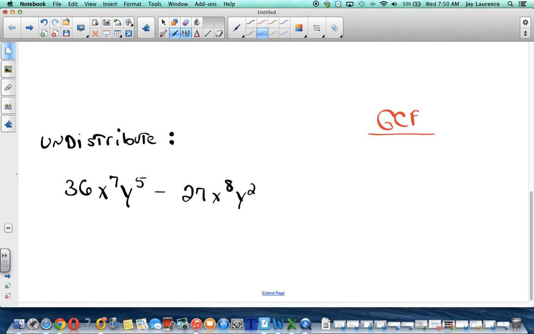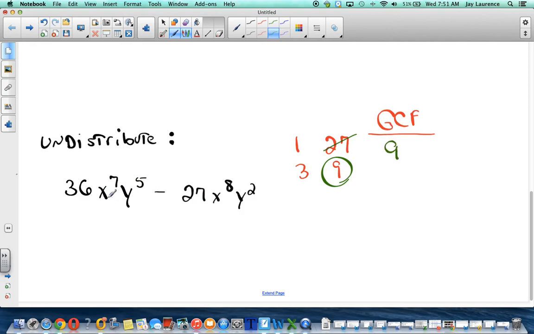Well, I need the GCF of 36 and 27. So I'll list the factors of 27. 2 doesn't go in evenly. 3 does, 9 times. I've got to check 4, no. 5 doesn't. 6 doesn't go in. 7 doesn't go in. 8 doesn't go in. I'm back to 9. I'm done. Okay, so does 27 go into 36 evenly? No, it does not. Does 9 go into 36 evenly? It sure does, 4 times, right? So part of my GCF is 9.